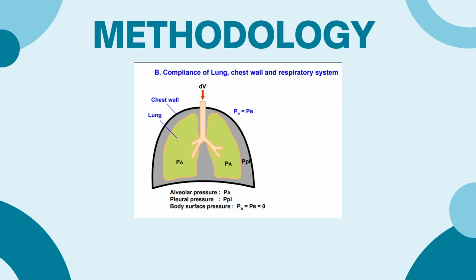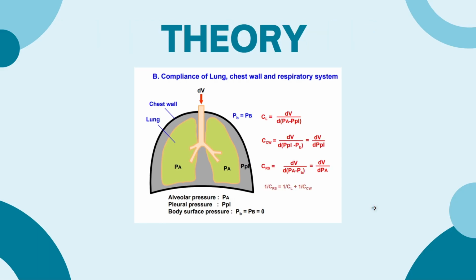Okay, so we already established that the change in transmural pressure is the main driving force behind the change in volume. But let's apply this to the respiratory system. So the main pressures that we have are the alveolar pressure, which is found in the alveolar sacs, the pleural pressure, which is found between the lung and the chest wall, and we have the body surface pressure, also known as barometric pressure, which, as we established previously, is 0. And we're going to use these to find the compliance of the lung as well as the change in volume, as we're about to see.